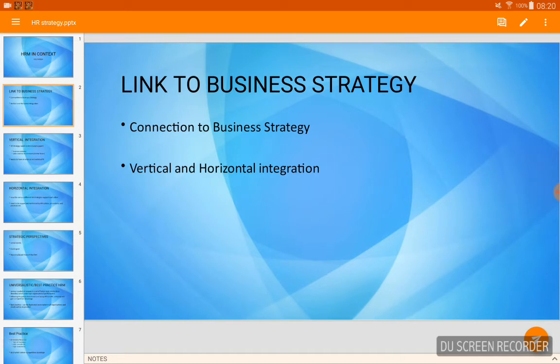So why have an HR strategy? Well, it has to link with the business strategy. It has to look at how HR works with the business and helps the business to achieve its own strategy, achieve its goals and what it's setting out to do. So it's really important that we think about how that's integrated into the business strategy, which is the vertical integration, and horizontally how all the different HR strategies support each other and are connected together, all working towards achieving the same ultimate goal of the business.